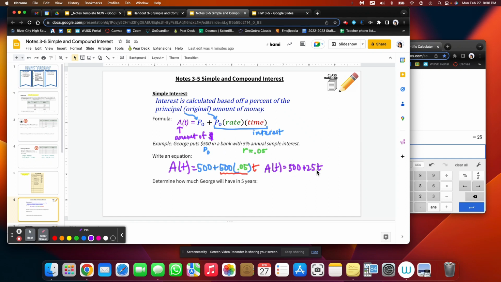So notice that this looks like a linear equation. It's basically in the form y equals mx plus b, it's just rearranged. So this is linear. If we were to graph this, it would look something like this.